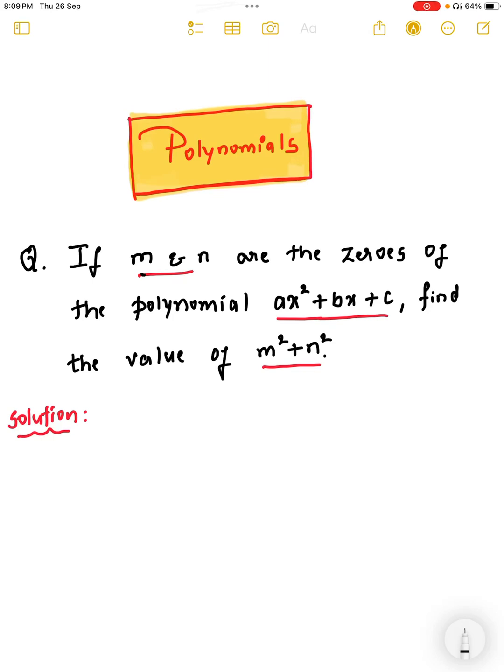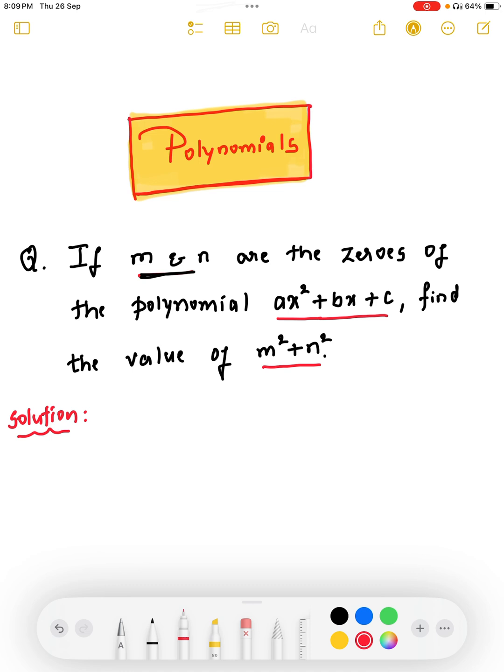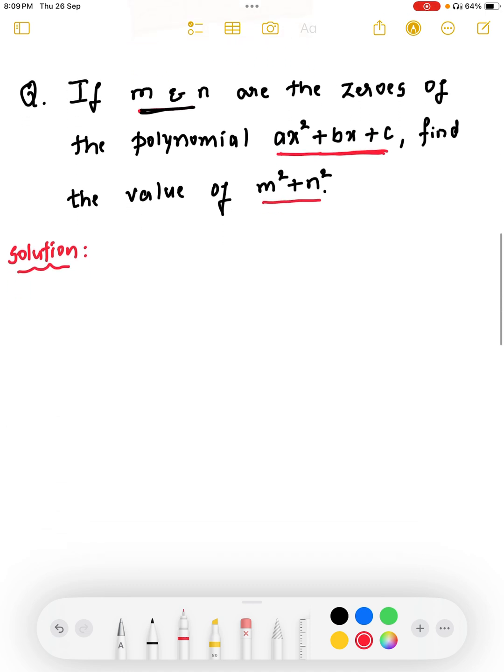If m and n are the zeros of the polynomial ax square plus bx plus c, then we have to find the value of m square plus n square. So we know the identity: what is (a plus b) whole square? a square plus b square plus 2ab, right? So I'll use that identity now.